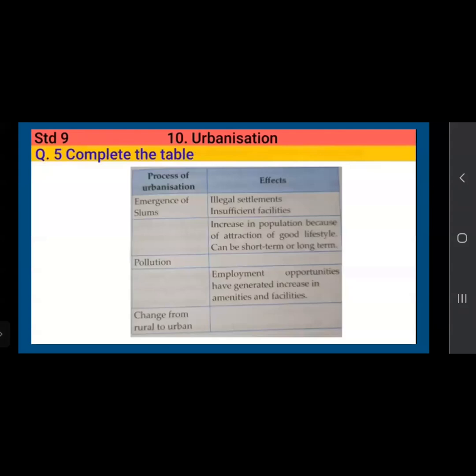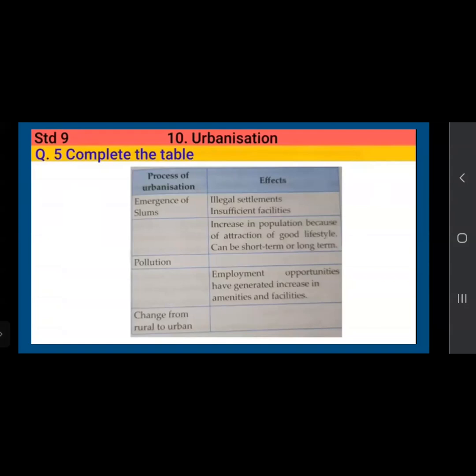Now complete the table. Process of urbanization. So emergence of slums. What are the effects? Illegal settlements, insufficient facilities are given. Increase in population because of attraction of good lifestyle, can be short term or long term.